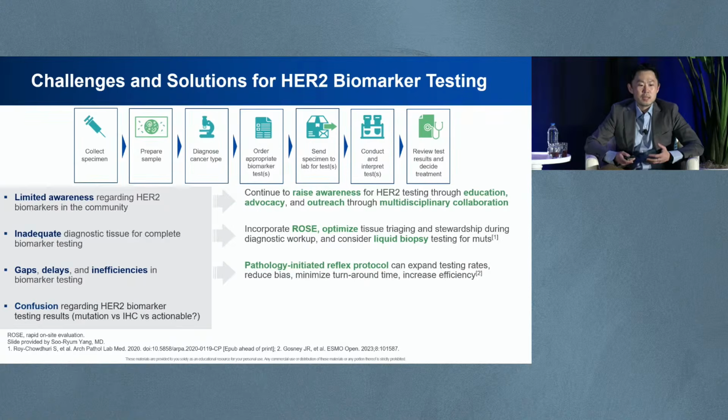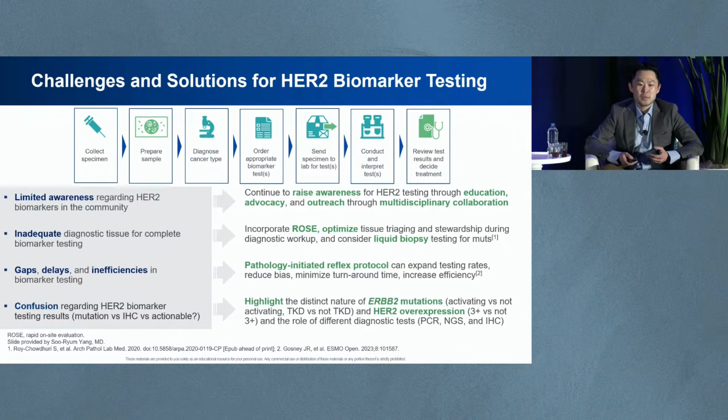And then lastly, I think there still is a lot of confusion regarding the HER2 biomarker as just the actual biomarker, but also the testing results, right? Are we talking about a mutation? Is it an overexpression? What is considered actionable? What kind of assays do we use? And so I still think we need to continue highlighting the distinct nature of HER2 mutations from HER2 overexpression. And then particularly for HER2 mutations, we need to think about what's activating or not activating, whether it's in the TKD or not TKD. And then for the overexpression, we need to really focus on that 3+ overexpression. And then, of course, we need to think about the different roles of diagnostic tests at play.